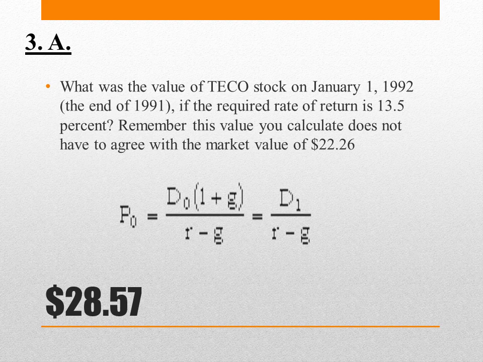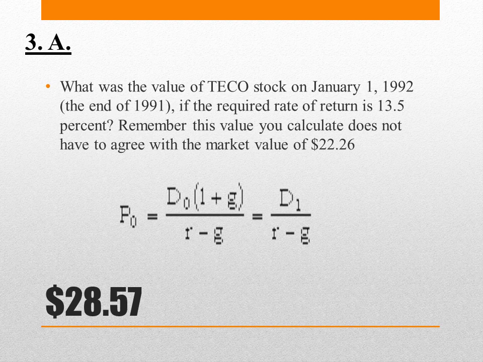Suppose you believe that TECO's 6% dividend growth rate will only hold 5 years. After that, the dividend growth rate will return to TECO's historical 10-year average of 7.5%. First, using an Excel table, I figured out the dividends. Then the required rate of return is 13.5%.